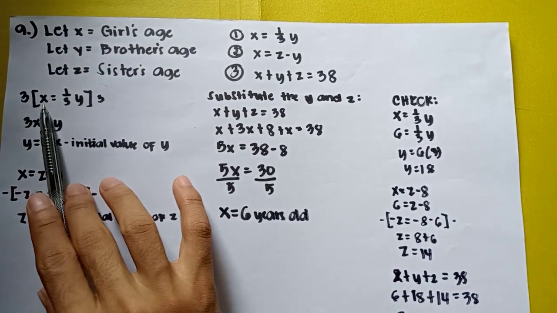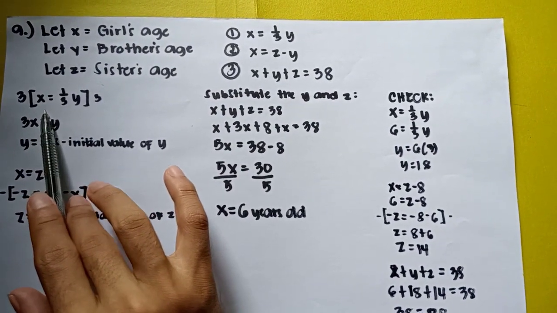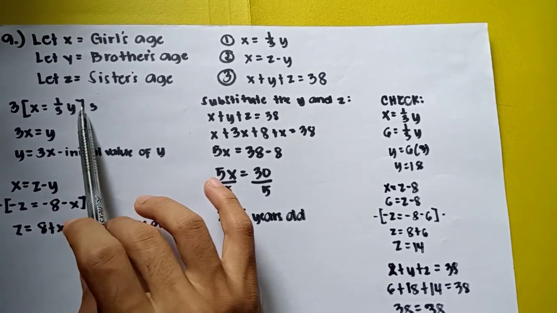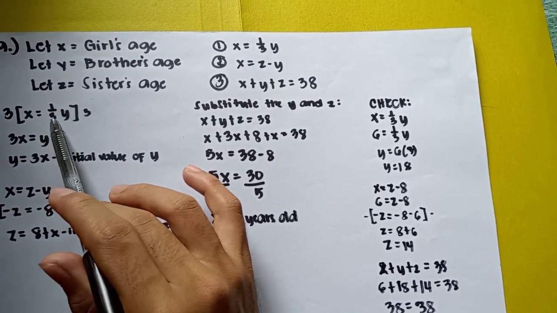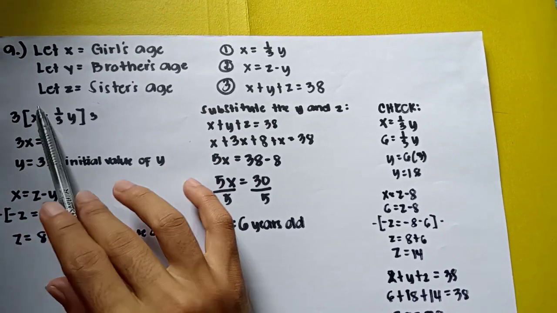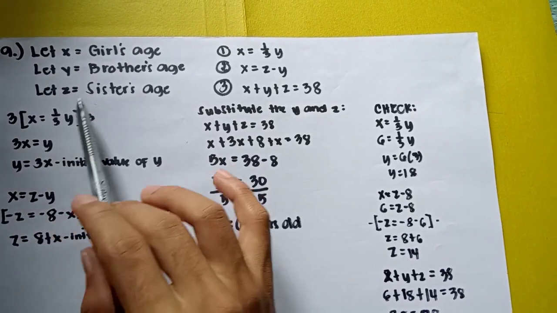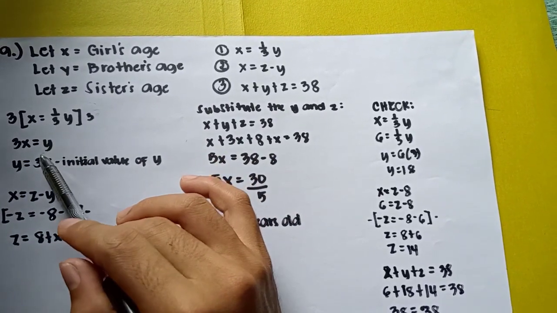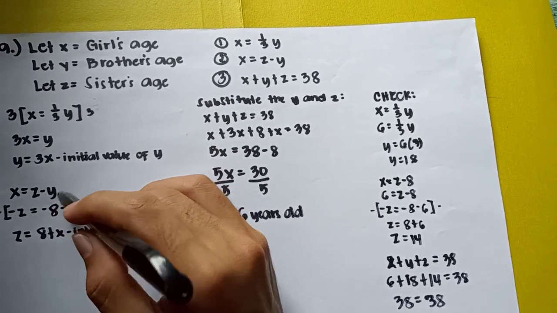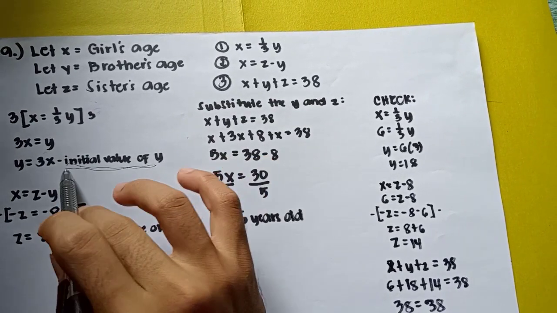For X, we'll use the first formula. X equals 1/3 Y. To eliminate the 3 here, we will multiply both sides by 3. So 3 times X is 3X, and then cancel. What will be left is Y. Y equals 3X. So 3X is the initial value of Y.